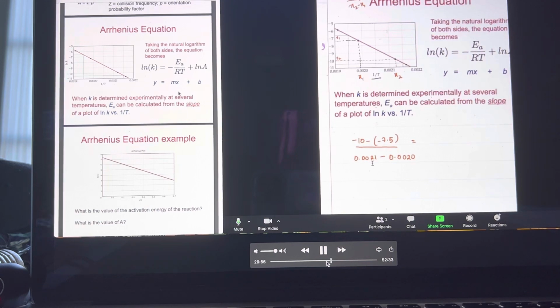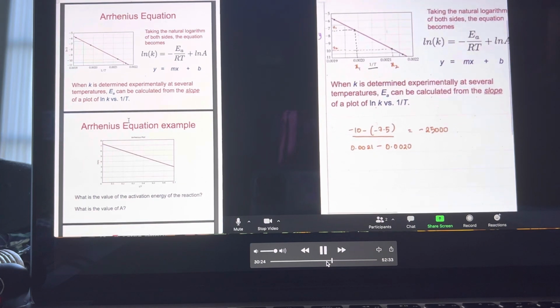Did you get negative 25000? Let's see. Negative 25,000? Yes. Okay, so this value is equal to negative EA over R, right? So that is our slope of the graph.